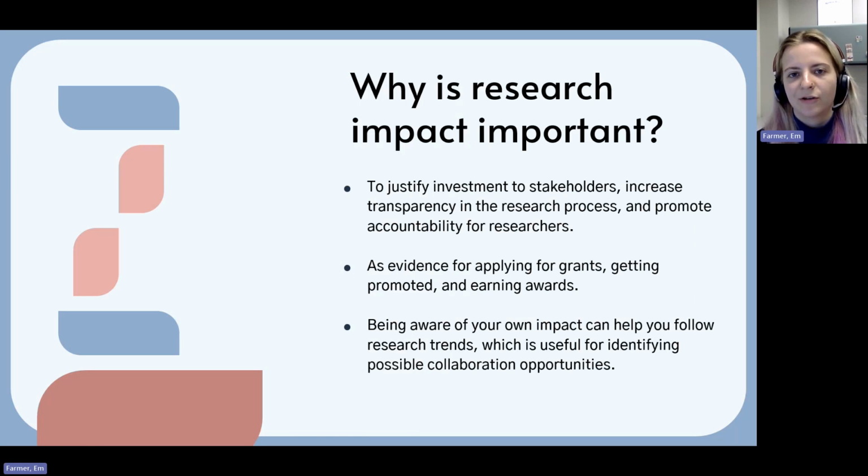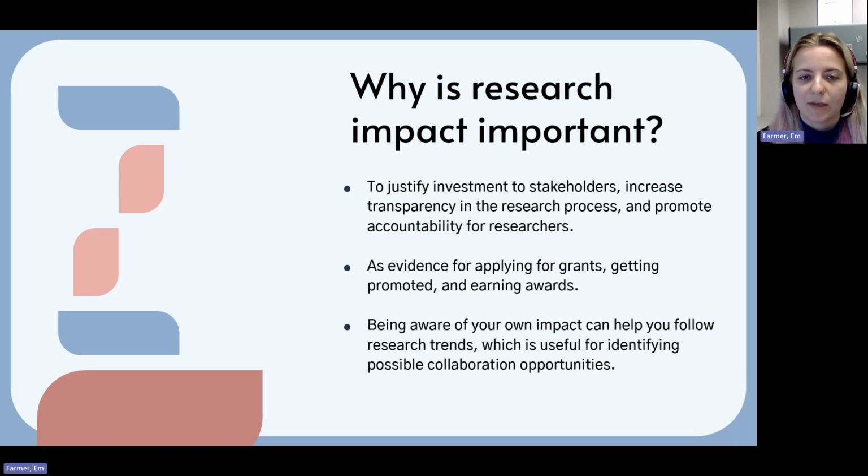So why is this important? Why should you care individually as a researcher or a faculty member about your research impact? Well, really, it's to justify the funding and the investment that people put into your work. It increases transparency between you and the stakeholders and showing that you're doing what you said you were going to do. Having this kind of impact increases your chances of getting other grants or getting promoted or tenured, or even getting awards in different associations.